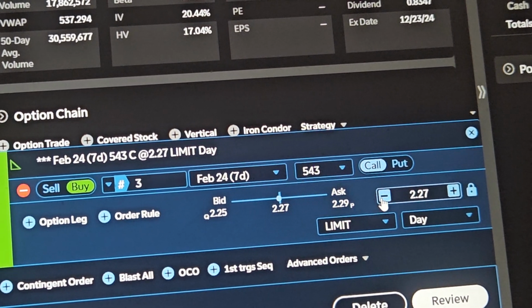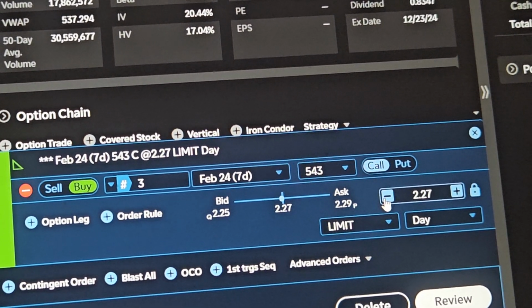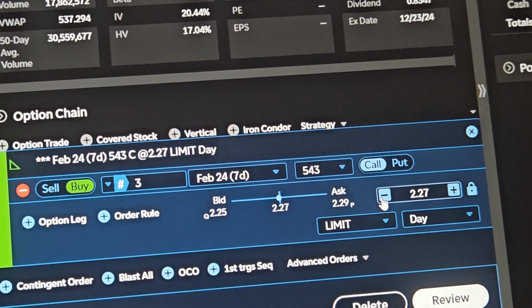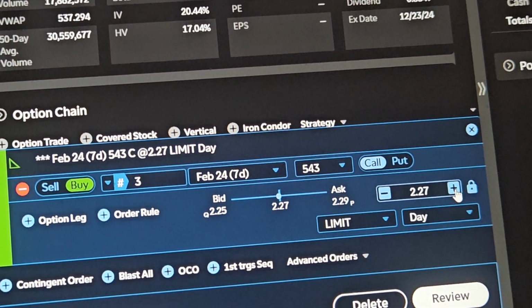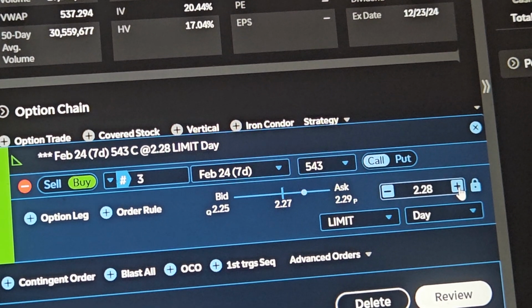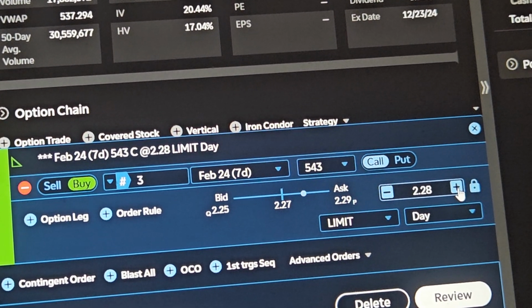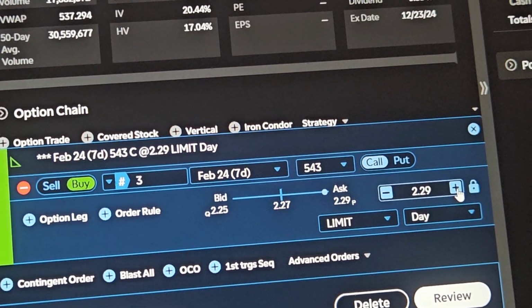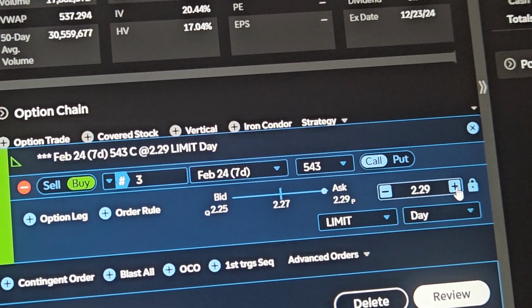Here's the thing. If you do that, you may get in or you may not get in. If the stock continues to go up, you will not get filled. So a lot of times the cheat is to go just one above. Instead of $2.27, I would pay $2.28 so I could get in immediately. If you put in $2.29, you'll get in immediately, but you're also going to be costing yourself some extra money.